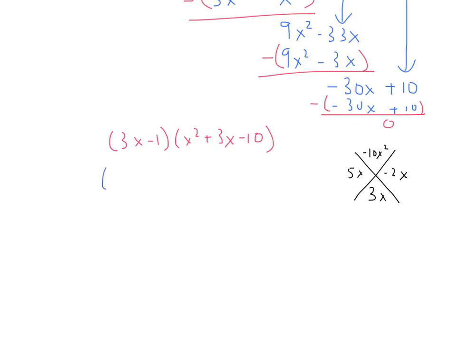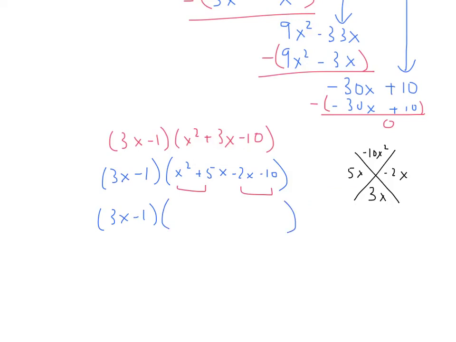This first part is going to stay the same, 3x minus 1. And then let's use our grouping method here. So we got x squared plus 5x minus 2x minus 10. And then we can factor these two terms and these two terms. Let's leave this 3x minus 1 alone. And then let's factor this. We can pull out an x times x plus 5. In the back, we can pull out a negative 2 times x plus 5.